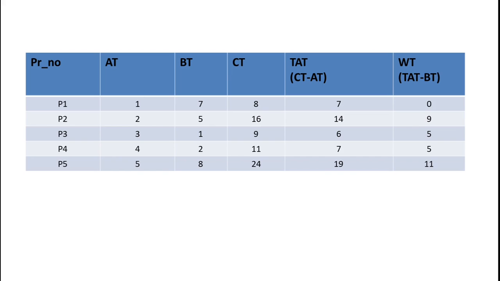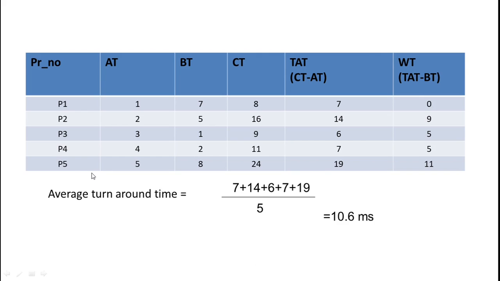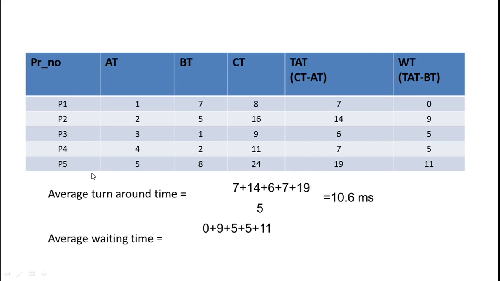So let's start again. We have to find out the average turnaround time and average waiting time. For the average turnaround time, we will make the summation of the turnaround time, all 5 values, and we will divide it by the total number of processes. The total number of processes is 5. So make the summation of all individual values and divide it by 5. You will get the average turnaround time, that is 10.6 milliseconds. Same thing for the average waiting time. Make the summation of the individual values of waiting time and divide it by the total number of processes, that is 5, and you will get the answer 6 milliseconds.